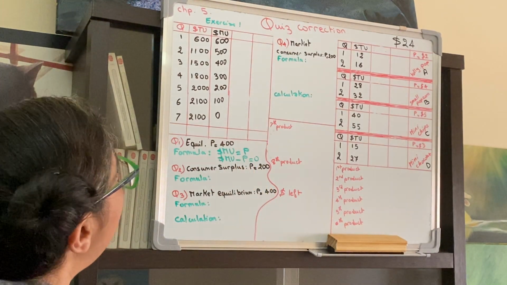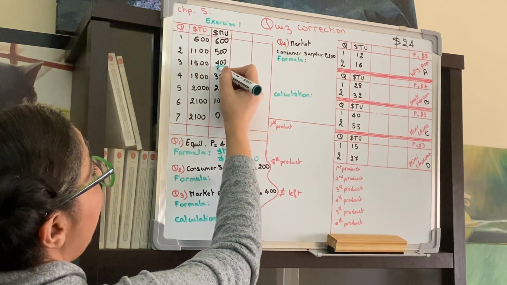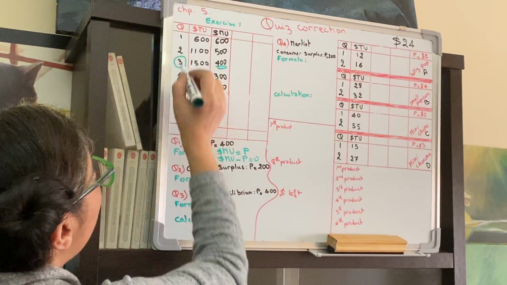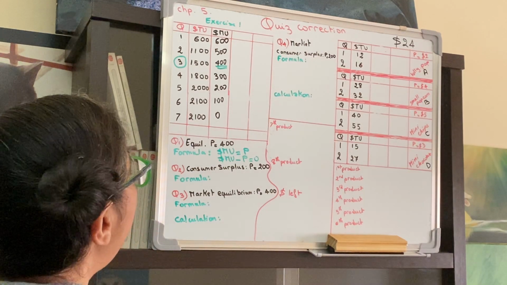$mu is equal to P, so the price is 400. So here is 400. What's the quantity then? The quantity is this one, 3. So my equilibrium is 3 units.